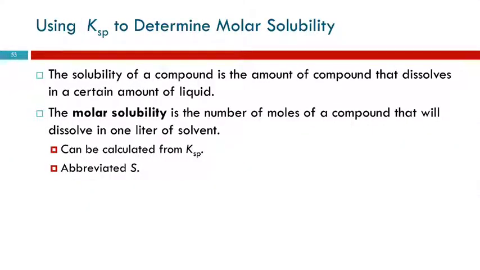We can use Ksp to determine the molar solubility. Solubility, we've mentioned before, we talked about how many grams would dissolve in 100 grams of water. Molar solubility is the number of moles of a compound that will dissolve in 1 liter of solvent. So it ends up being a molarity. How many moles per liter of that compound will dissolve? We can calculate it from Ksp, and it's usually abbreviated as a capital S. So capital S means how many moles will dissolve per liter, the molar solubility.